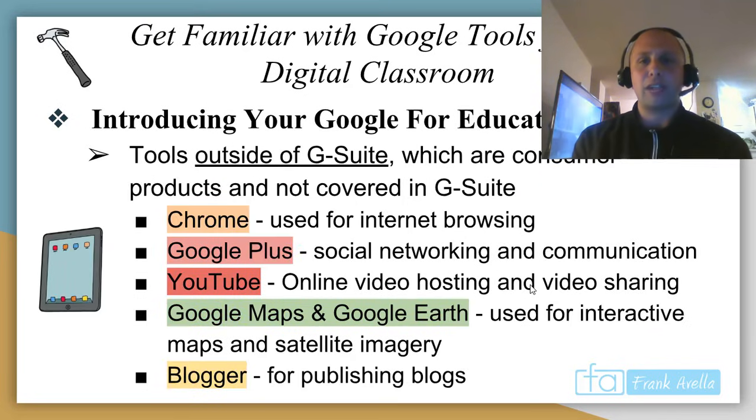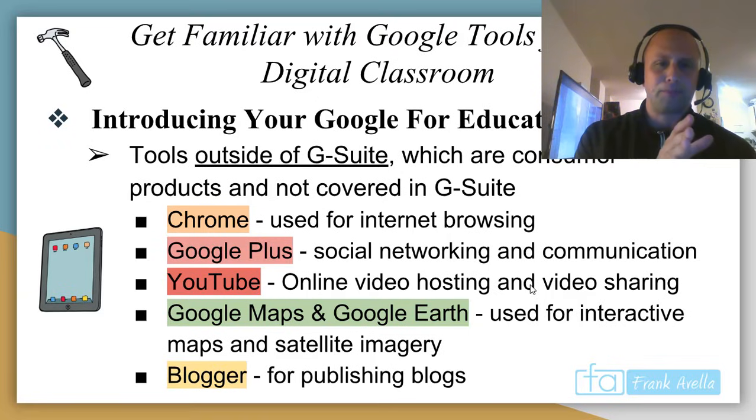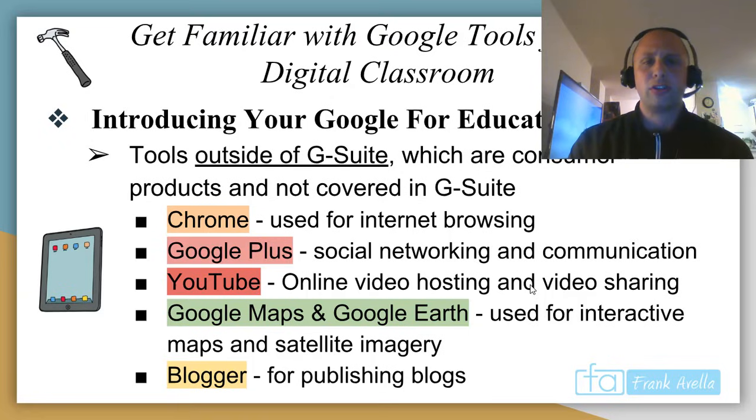These tools are outside of G Suite. They're not part of the previous 10 we just went over. So that's Chrome. Google Chrome is for internet browsing. Google Plus is like your Facebook. It's social networking. Remember, Google Plus is social networking. YouTube obviously is for videos. Google Maps and Earth are for interactive maps and satellite imagery. Google Earth is a lot of fun. We'll do that in Unit 10. And Blogger is just for publishing blogs, which makes sense.